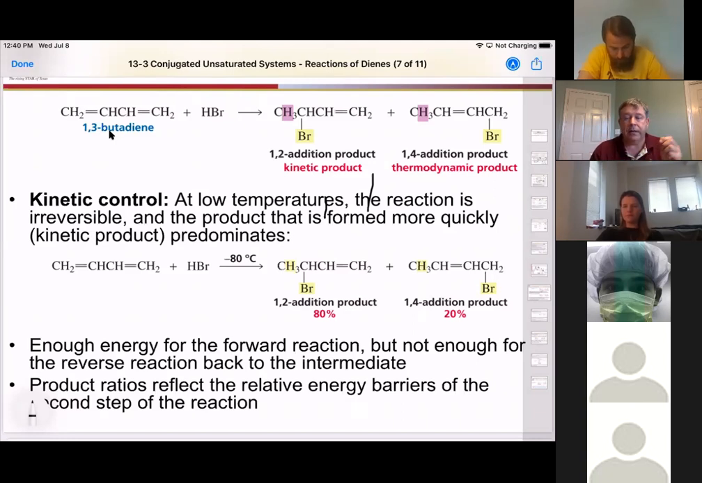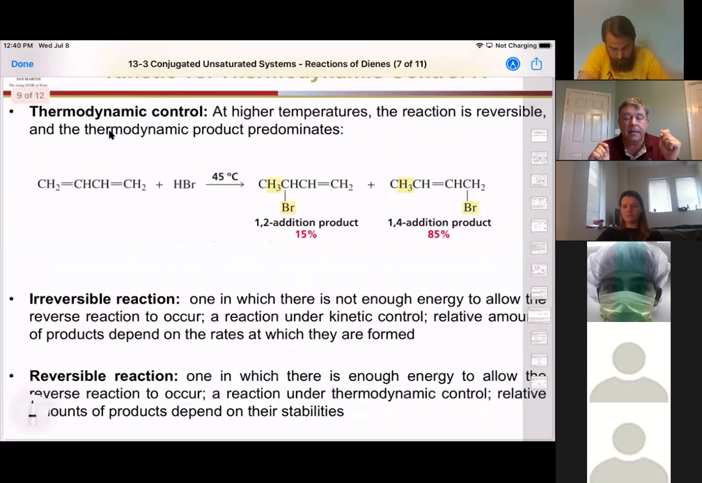So what about the thermodynamic product? If we had thermodynamic control, we have enough heat that we can make the reaction, once we form products, go back to that reactive intermediate. That means that the product formed is going to keep going back to the reactive intermediate and then go back and forth till you get to the product that is the more stable product.